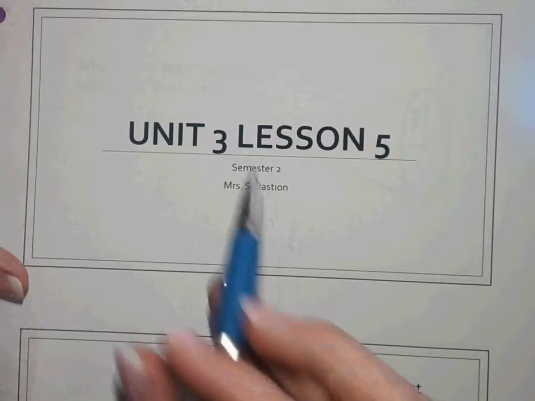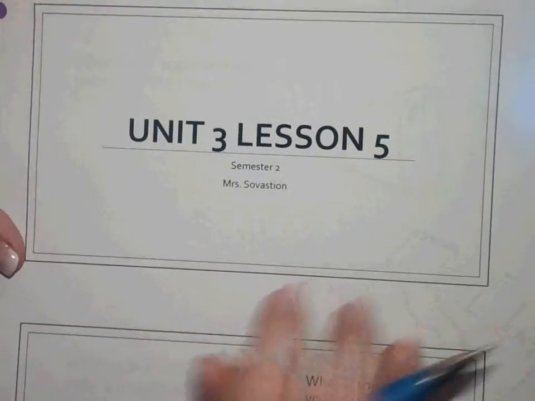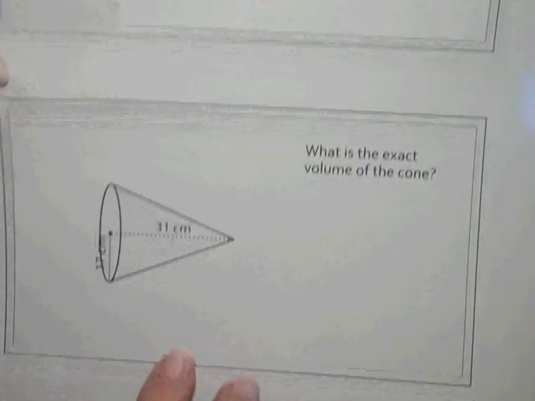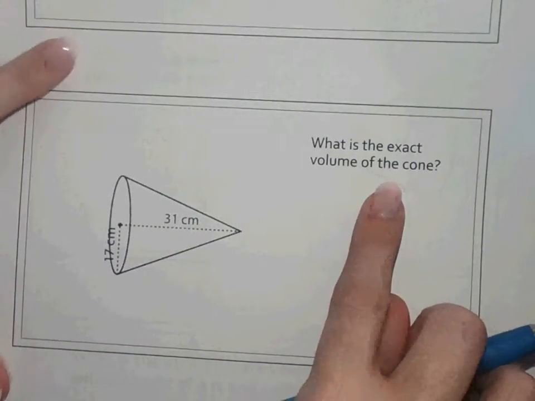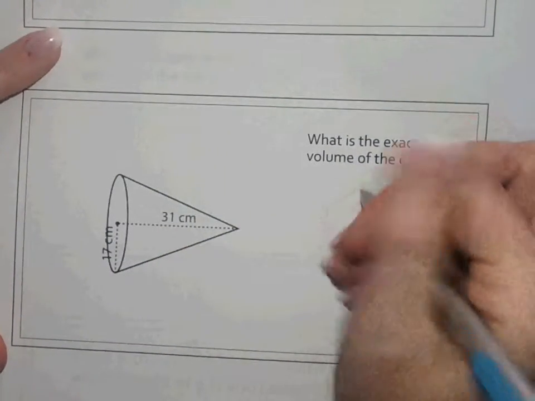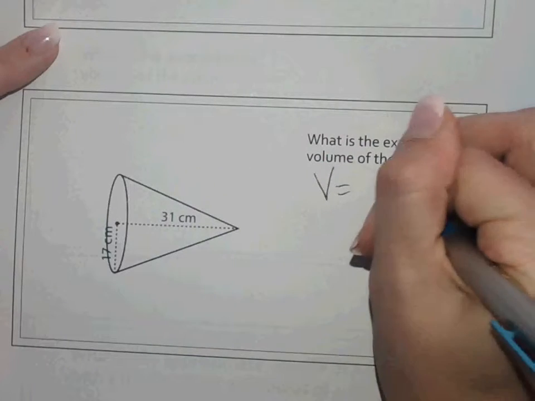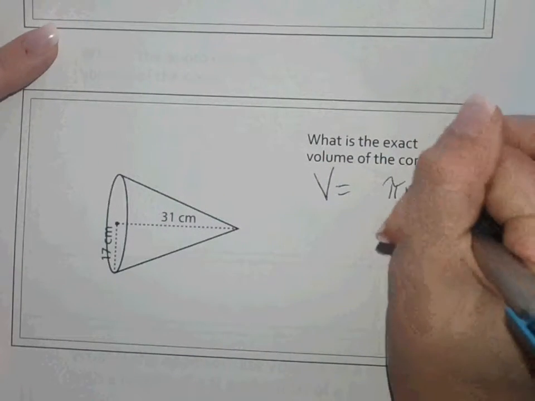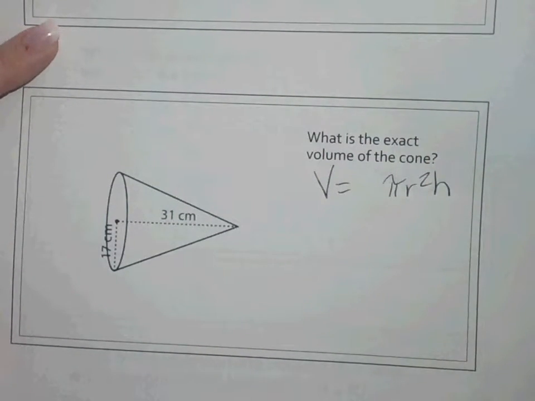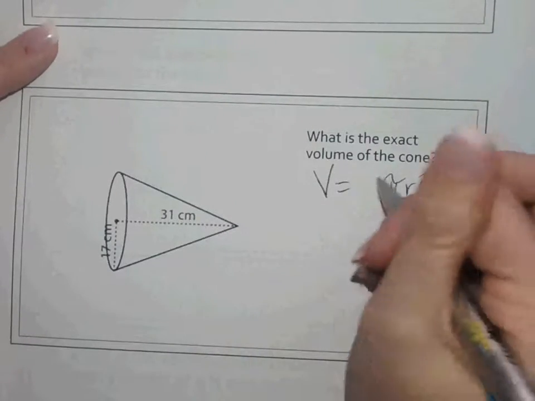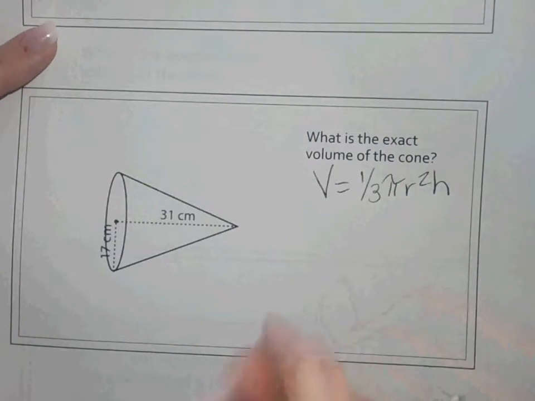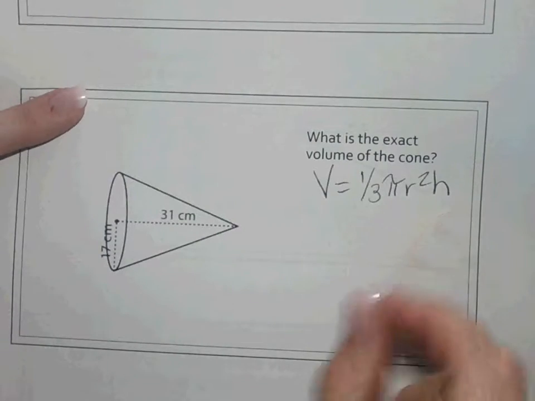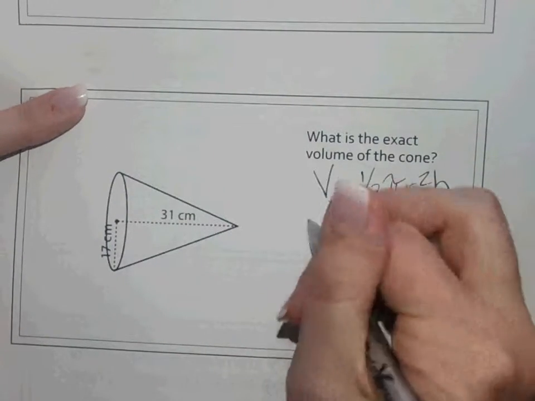This is Miss Sebastian. We're going to look at Unit 3, Lesson 5, and this is to do with cones. We're going to start by looking at what is the exact volume of a cone. Well, we have the formula for our cylinder that's pi r squared times the height. The only thing we're going to add for cones is the 1/3. So this is the formula you will see for cones.